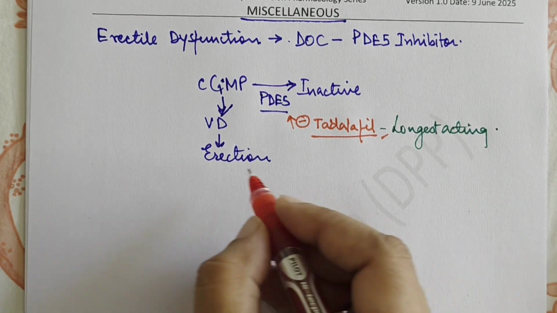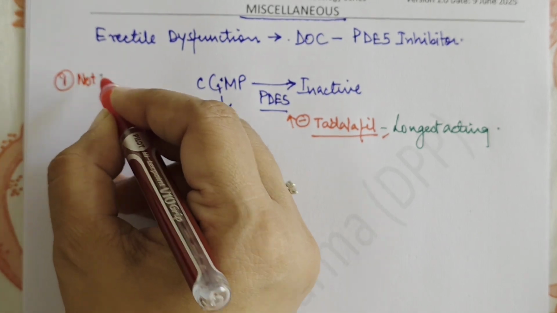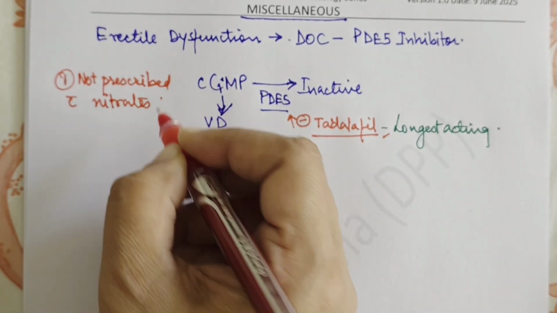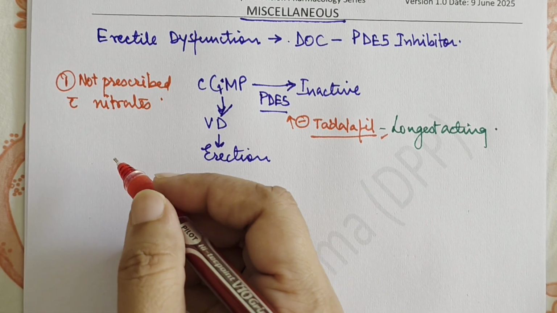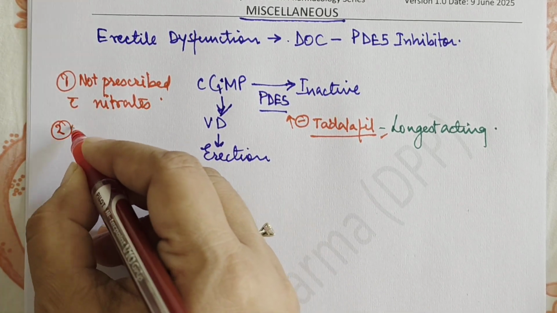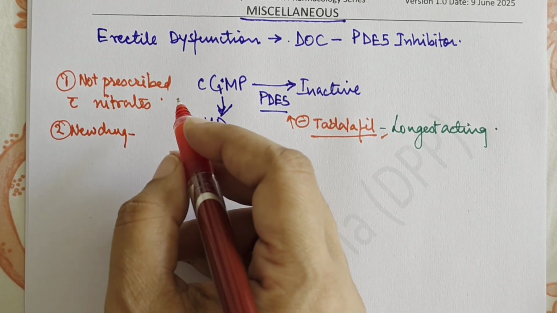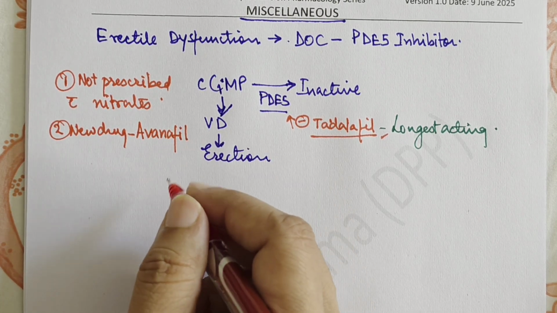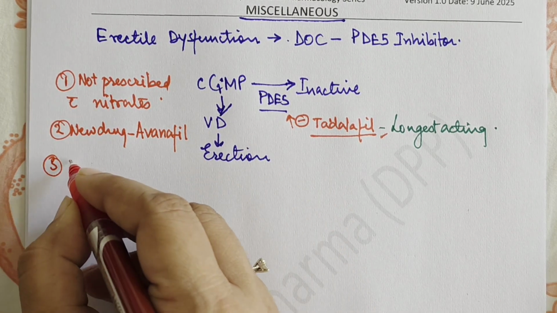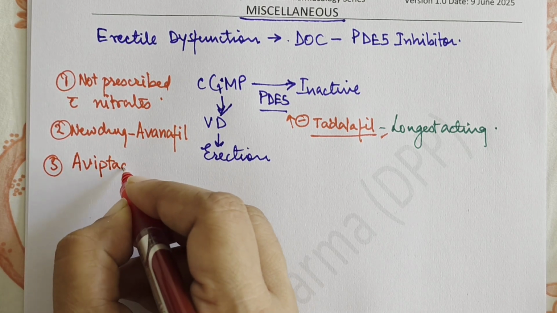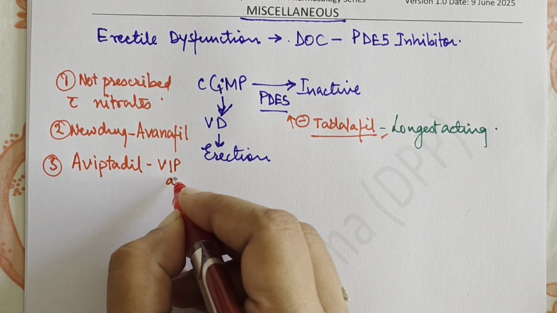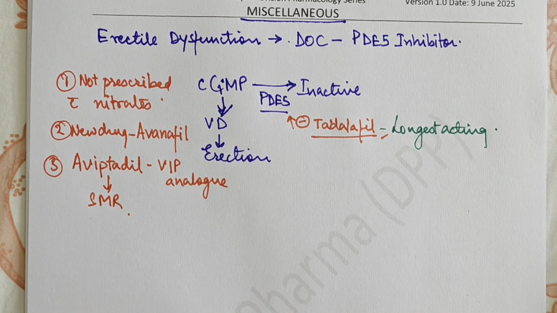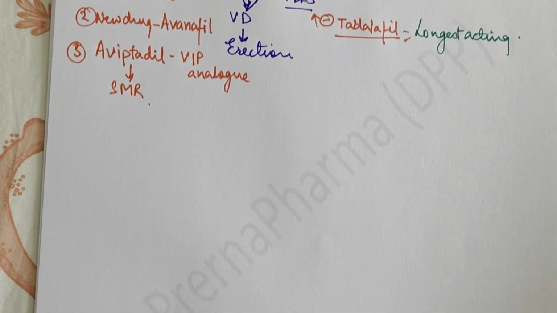Now, important points related to this. First, it is not to be prescribed with nitrates because it can result in severe hypotension. Then another new drug has come, a newer congener called avanafil. Then there is another new drug, aviptadil. This is a VIP analog, and aviptadil causes smooth muscle relaxation. So this is important about erectile dysfunction.